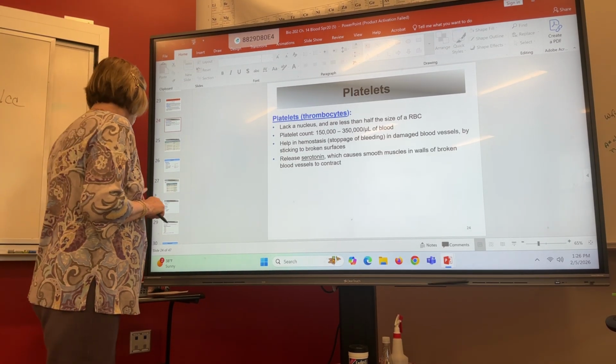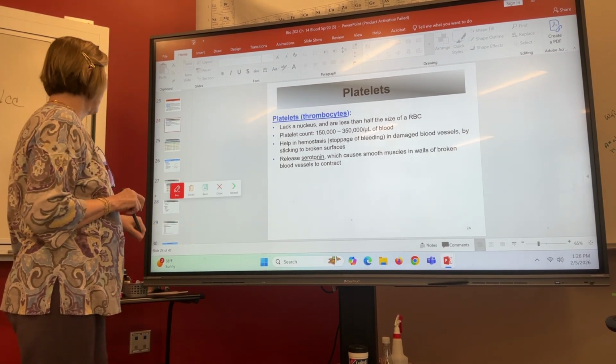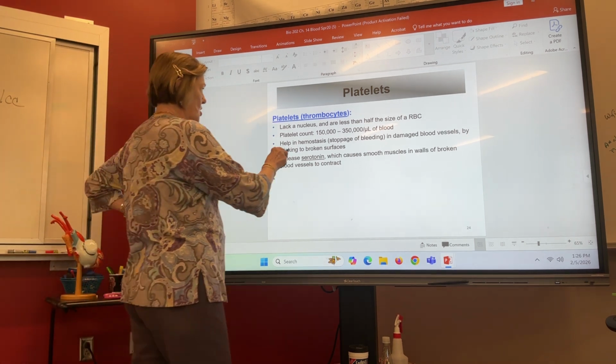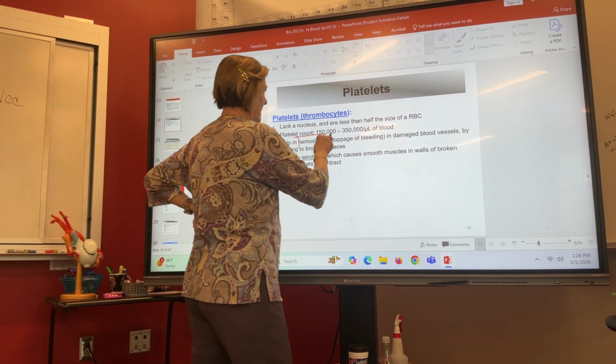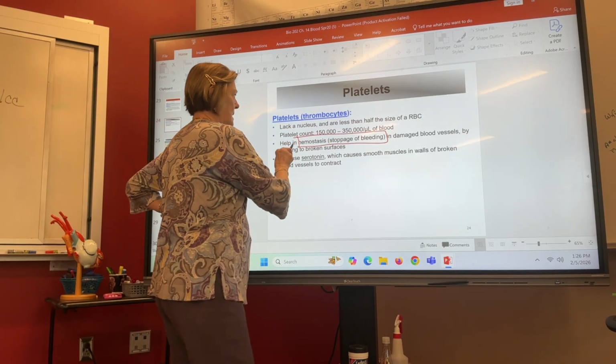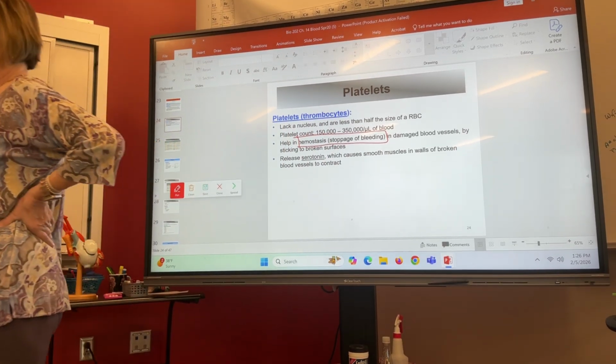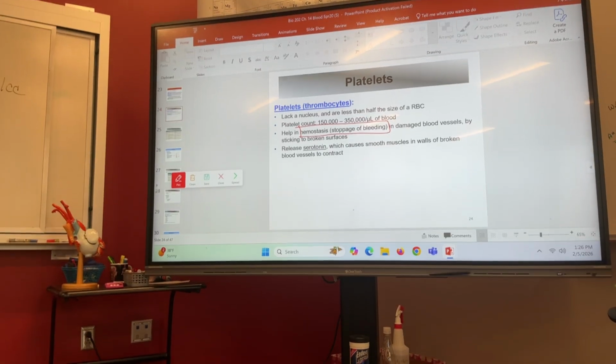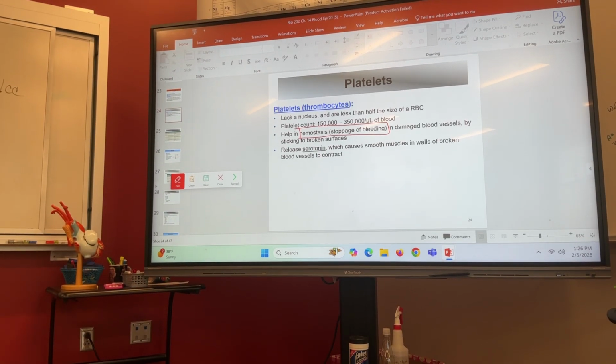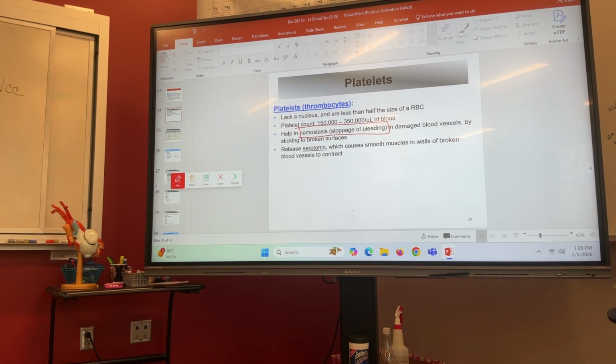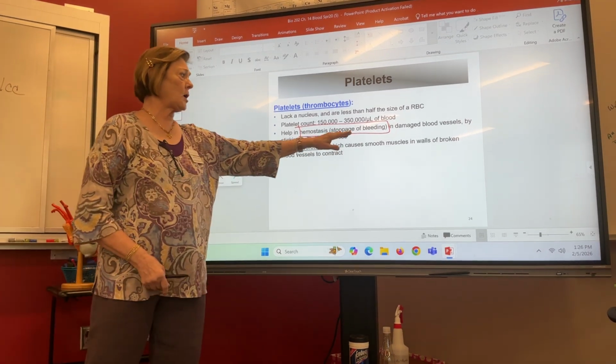I need you to know this word. Hemostasis. Hem is blood. Stasis, if we were in Germany, it would be Stau, and that means stop, okay? So stasis means stop. What do you think I'm stopping? Blood. So hemostasis is the stoppage of bleeding.